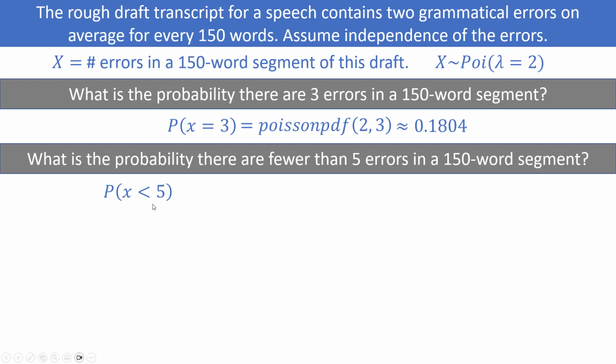Remember that we only have 2 functions in the TI-84 to calculate probabilities on the Poisson distribution. We have the PDF function, which calculates the equal to probabilities, and we have the CDF, which calculates the less than or equal to probabilities. We don't have a function that finds the less than probabilities, so we need to convert this to less than or equal to 4. Less than 5 is the same thing as less than or equal to 4. So we can use the CDF function on our calculator and plug in 4 to find the answer.